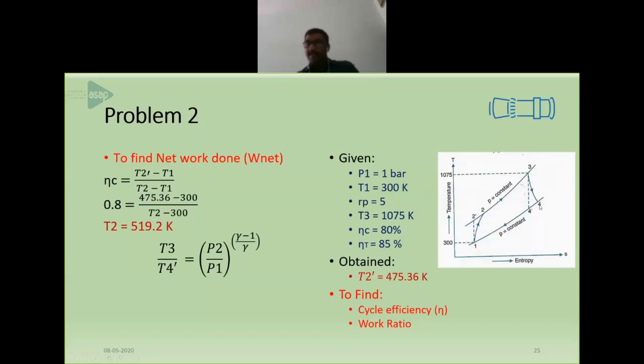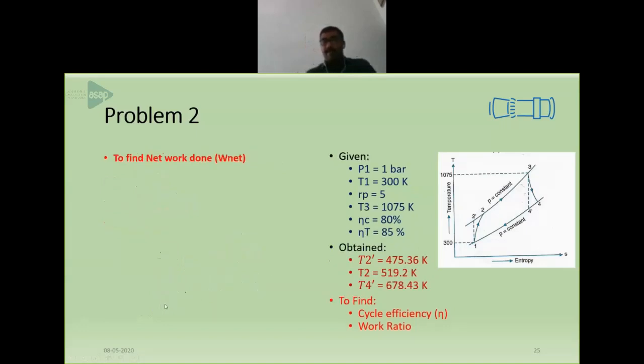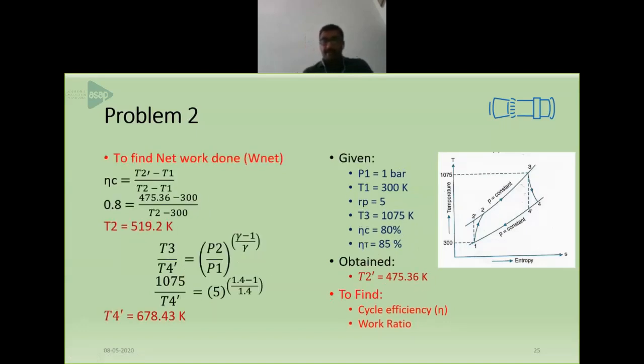Next you have T3, but you need T4 dash, because directly you won't get T4 as it is a non-isentropic curve. So we have to go for an isentropic relation, that is T3 by T4 dash, which is equal to (P2 by P1) the whole raised to gamma minus 1 by gamma. Again you substitute the pressure ratio, and you will get T4 dash as 678.43.